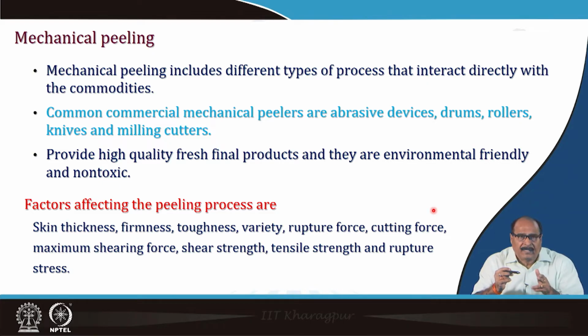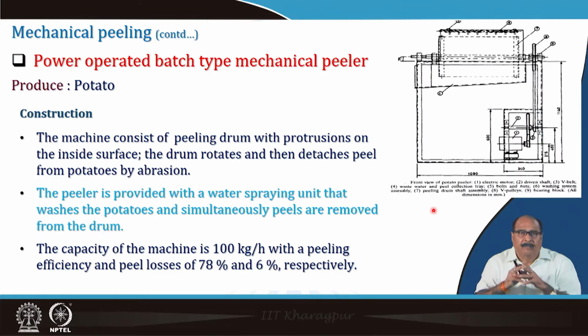Factors that affect the peeling processes include skin thickness, firmness, toughness, variety of the produce, rupture force required for peeling, cutting force, maximum shearing force, shear strength, tensile strength and rupture strength. So, these are some of the factors that influence the peeling process and thereby the peeling efficiency.